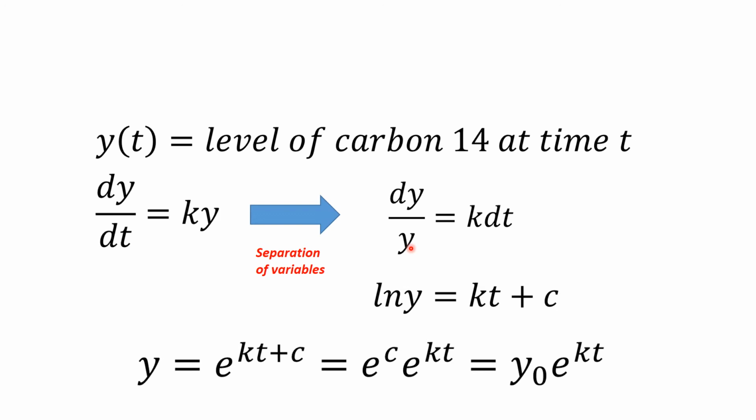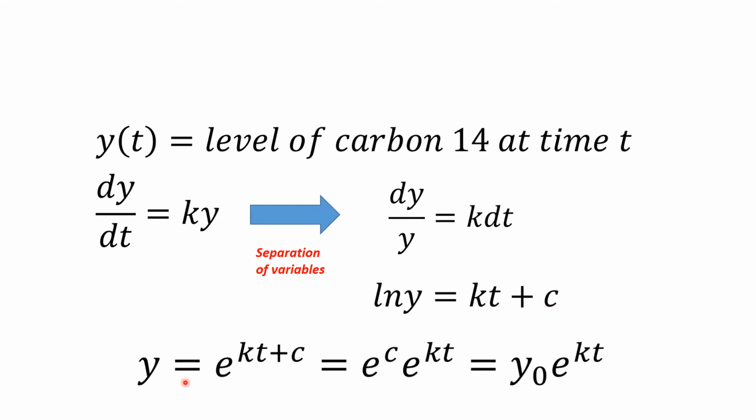Now the left-hand side is just a function of y, and the right-hand side is just a function of t. So we can integrate both sides, realizing those are dummy variables. So here we'll get the natural logarithm of y. Now the amount of carbon-14 is always going to be positive, so I don't have to worry about the absolute value, is equal to kt plus a constant of integration.